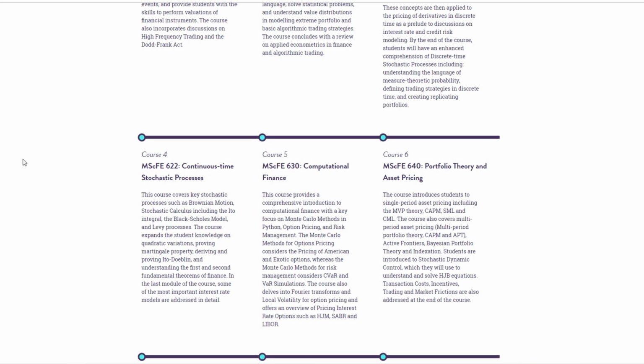Again, they have computational finance, which would be the third financial engineering type course here. It covers Monte Carlo and CVaR and VaR. It's okay. Again, the depth's not going to be there. It's not going to be comparable to a US degree or a European degree.